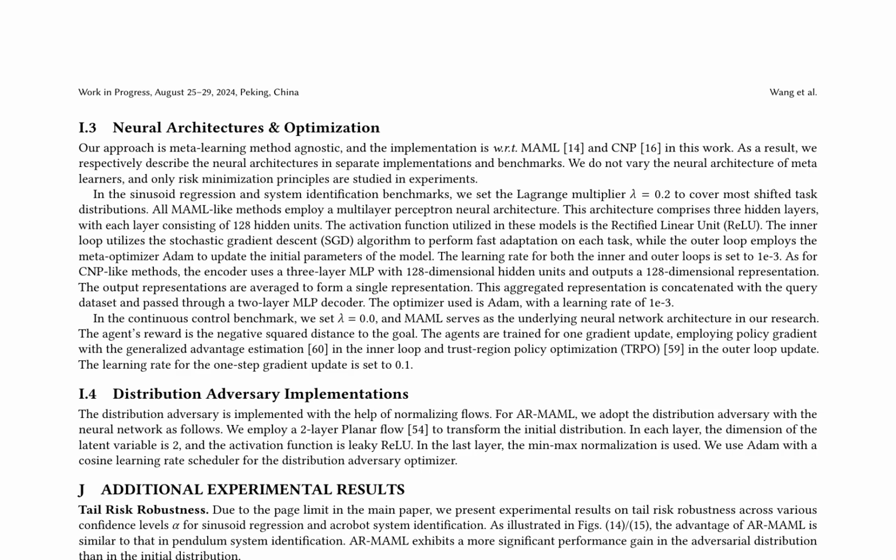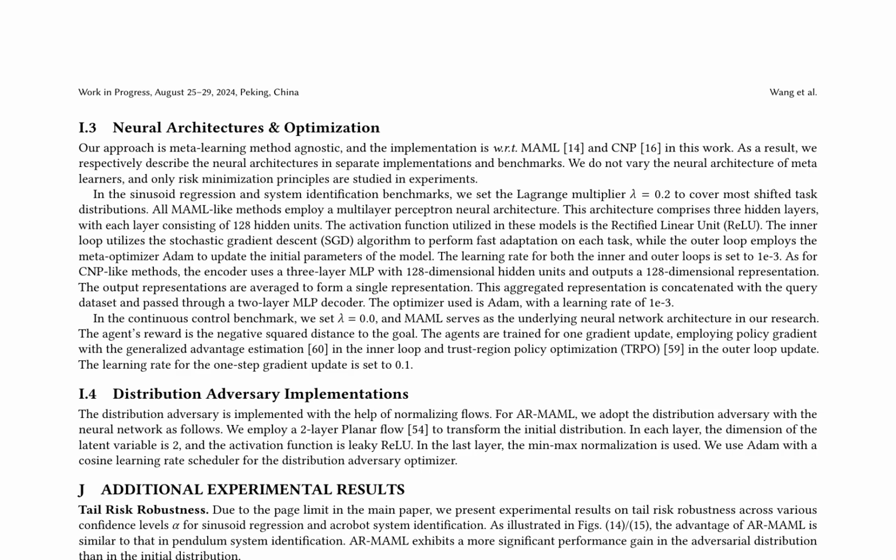This research paper presents a novel meta-learning approach that is method-agnostic, focusing on its implementation using model-agnostic meta-learning (MAML) and conditional neural processes (CNP). The authors employ various neural architectures to tackle different benchmarks, including sinusoid regression, system identification, and continuous control. These architectures are specifically designed to handle complex tasks, such as function approximation and control problems.